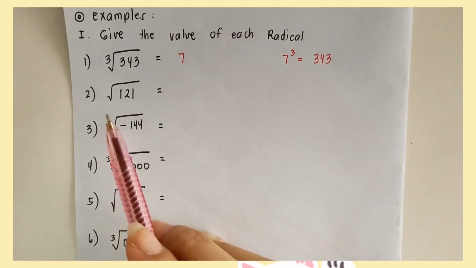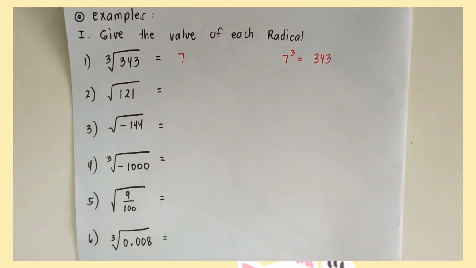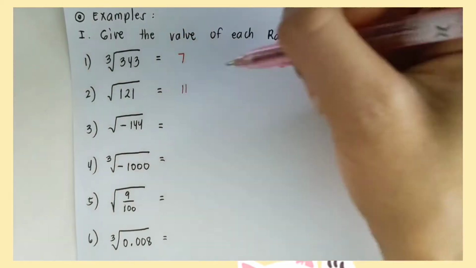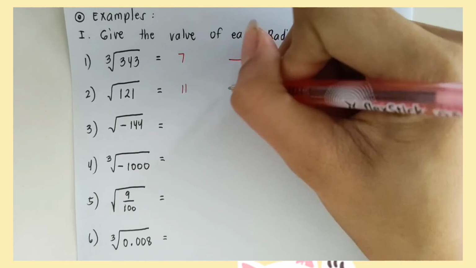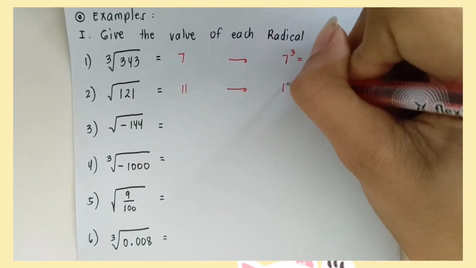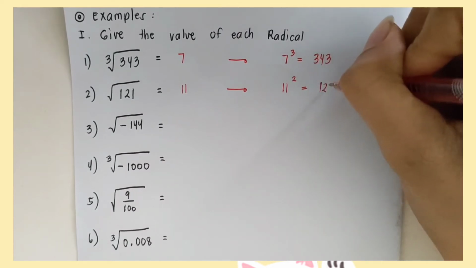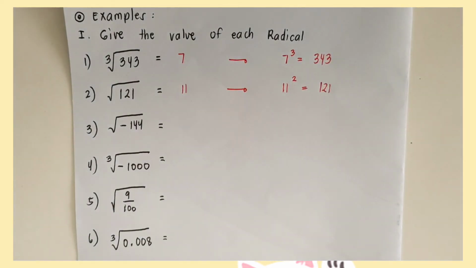Number 2, what is the square root of 121? Very good. The answer is 11, because we all know that when 11 is raised to 2, the answer is 121.